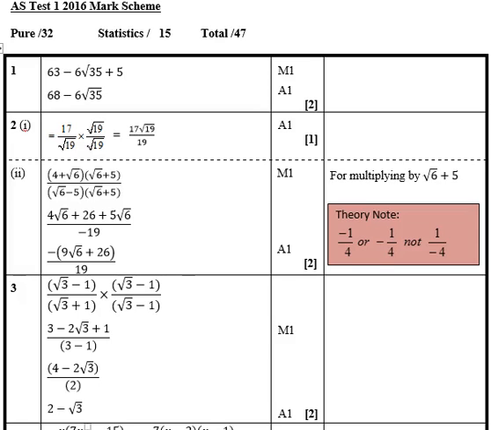Now in question 3, again, we're going to use our conjugate and end up with 2 minus square root 3.